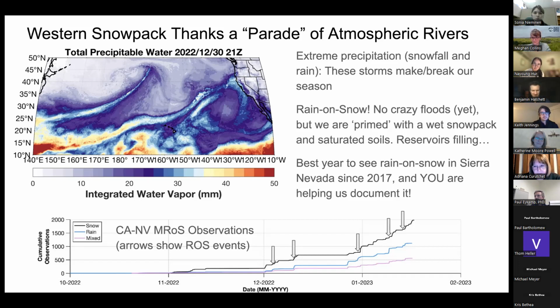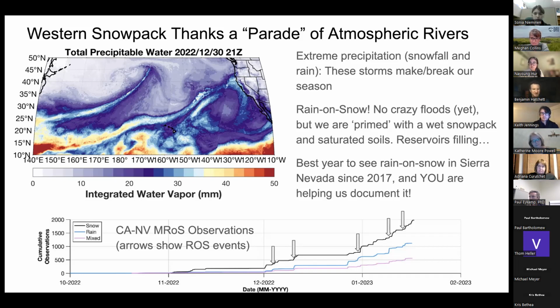And this is really cool because this project and all of you are helping us document it and understand what's going on, what are the temperatures and relative humidities and weather conditions associated with this, and when are these things happening. And so at the bottom, you can again see another one of these cumulative observation plots. And we've had a number of these events, and you can see them when we really climb up in terms of a lot of rain observations. Sometimes we'll still be seeing snow at the higher elevations, but there's been a few times this year where we've seen lots of rain all the way up to 8,000 to 9,000 feet before that finally turned to snow.